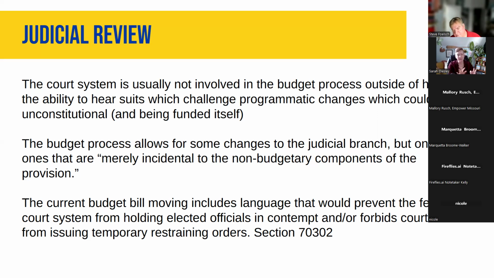There's this piece that prevents the federal court system from holding elected officials in contempt, which is a pretty hot topic right now, or forbids courts from issuing temporary restraining orders. So this is a way that, if this were to happen and be upheld, it could really impact the judicial process. It doesn't seem super likely to make it through everything, as we look at this budgetary process with some discernment, but it is a thing that's sitting there right now and probably worth keeping an eye on.